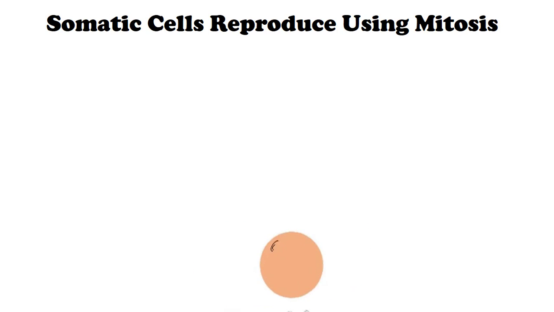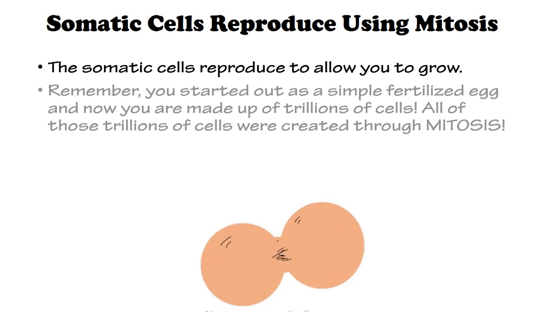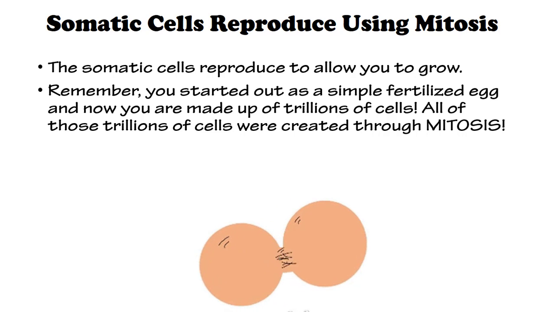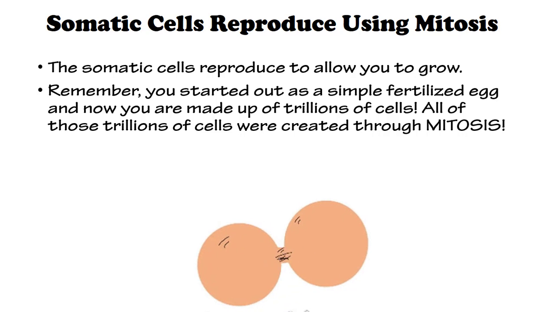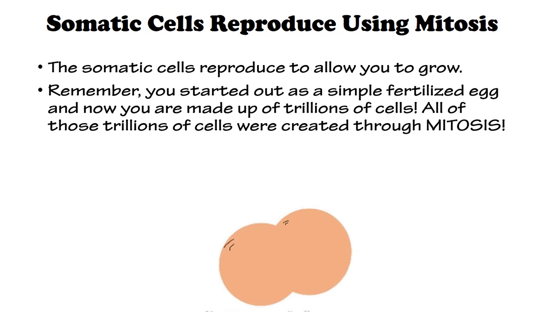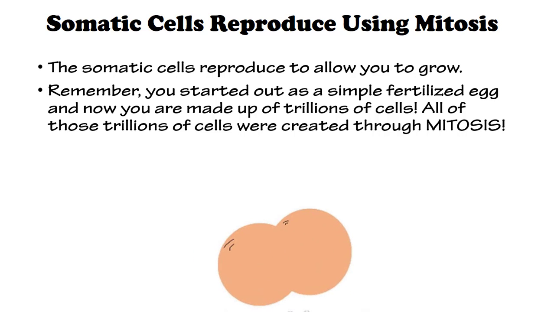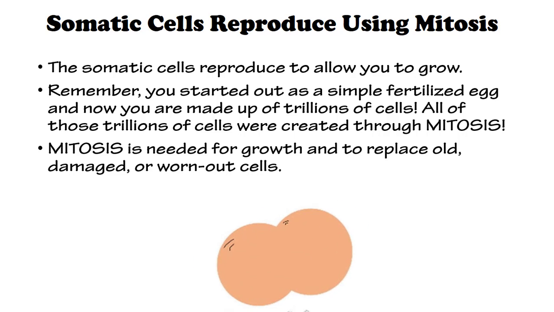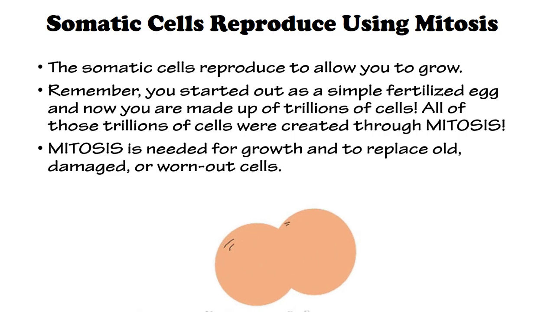Somatic cells of our bodies reproduce using mitosis. The somatic cells reproduce to allow you to grow. Remember, you started out as a simple fertilized egg, and now you are made up of trillions of cells. All of those trillions of cells were created through mitosis. Mitosis is needed for growth and to replace old, damaged, or worn out cells.